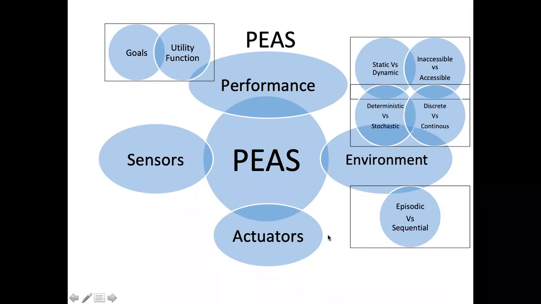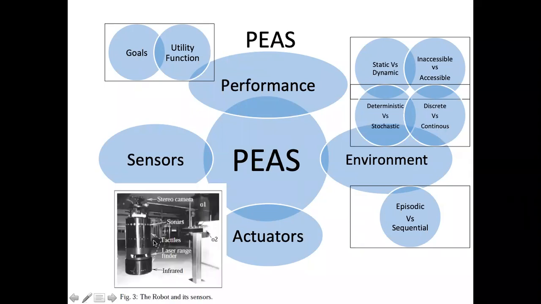Then you have the sensors, and the sensors could be of different types. You can have a camera in place, you can have tactile sensors, you can have a laser rangefinder, or you can have ultrasonic sensors or IR sensors, that is infrared cameras or infrared sensors. So these are the different types of sensors that your agent could be equipped with.